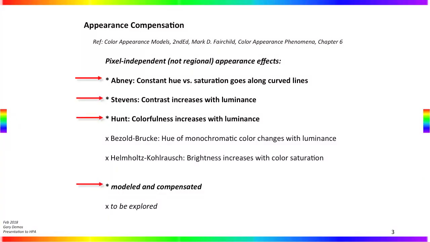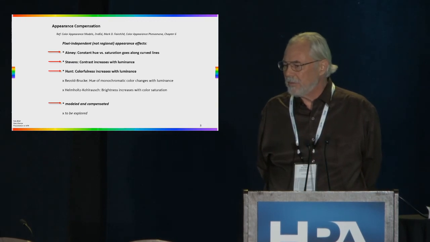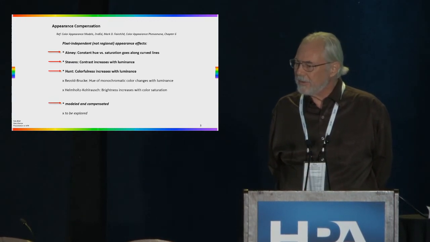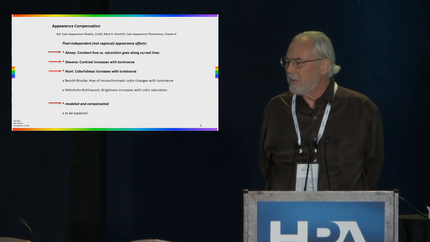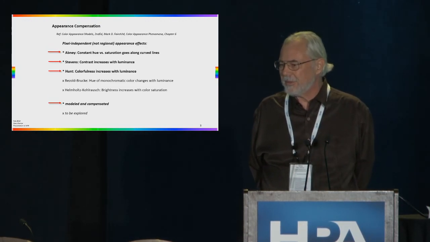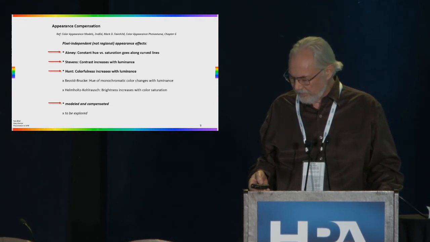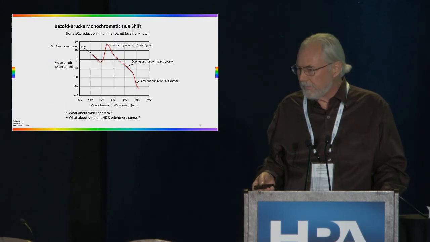Now there are a couple of other odd ones here, and we'll do Bezold-Brücke. I'll just mention Helmholtz-Kohlrausch. Brightness increases with color saturation. That's an interesting one. So we've actually modeled and compensated some of these in our test system.